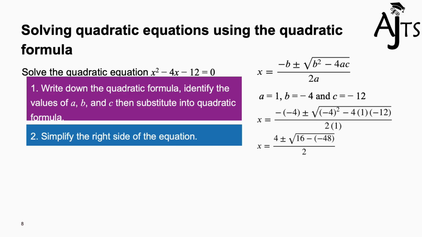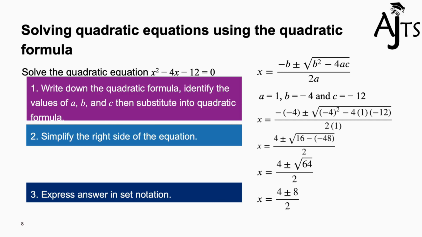Step 2. Simplify the right side of the equation. This gives x = (4 ± √64)/2. Simplifying further gives x = (4 ± 8)/2. These solutions are our x-intercepts. Step 3. Express the answer in set notation. Hence our answer is x is an element of {−2, 6} respectively.